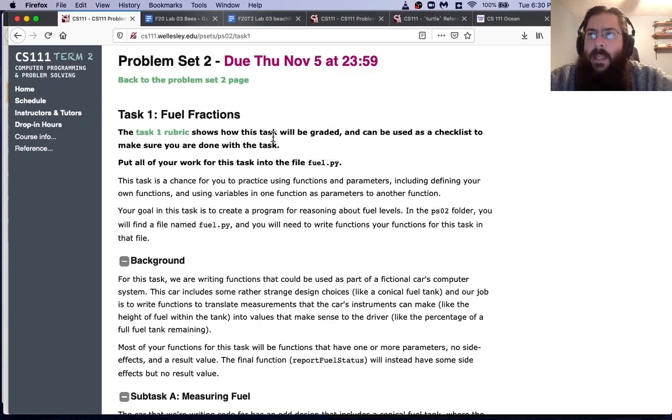The idea is that we have a car with a fuel tank. The car only has a limited ability to measure the fuel in the fuel tank. It can only measure how high the level of the fuel is. So we have some functions for figuring out how much fuel there is based on the height of the fuel in the tank and the shape of the tank. And then we have some further functions that do some extra processing to report the fuel in a certain way.